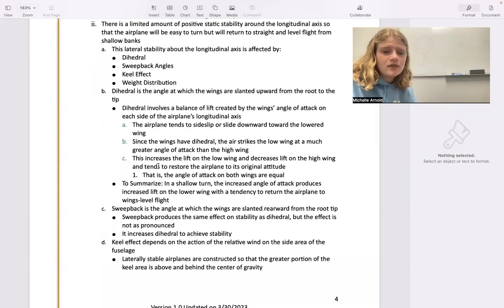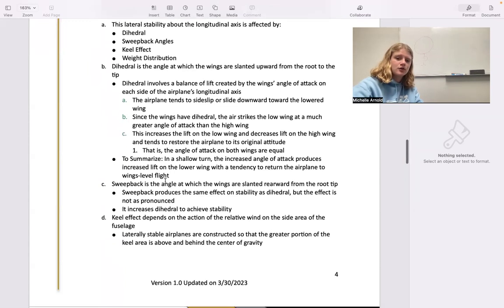And so the increase in lift on the... since the wings have a dihedral, the air strikes the low wing at a much greater angle of attack than the high wing. The increase in lift on the low wing and the decrease in lift on the high wing tends to restore the airplane to its original attitude. So pretty much the wings are wanting to get the angle of attack equal, and so this is going to give us that positive static stability where it's going to try to bring the bank back to neutral.